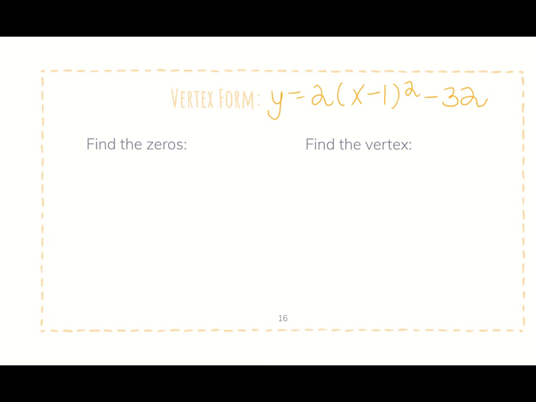All right, so hopefully when we went to find the zeros, the first thing we did was we set our equation equal to 0. So we should have hopefully gotten 2 times x minus 1 squared minus 32 equal to 0. Now our next step is we need to get this squared piece by itself. So we need to move over the rest. So we'll start by adding over 32.